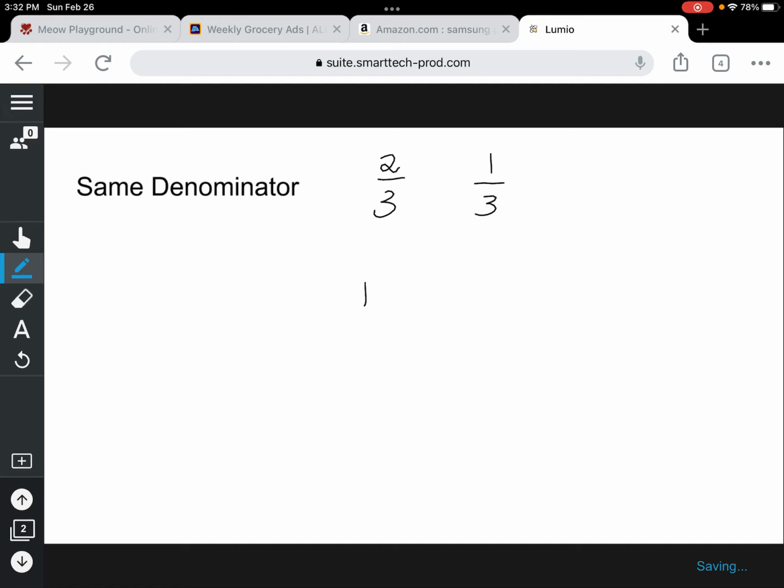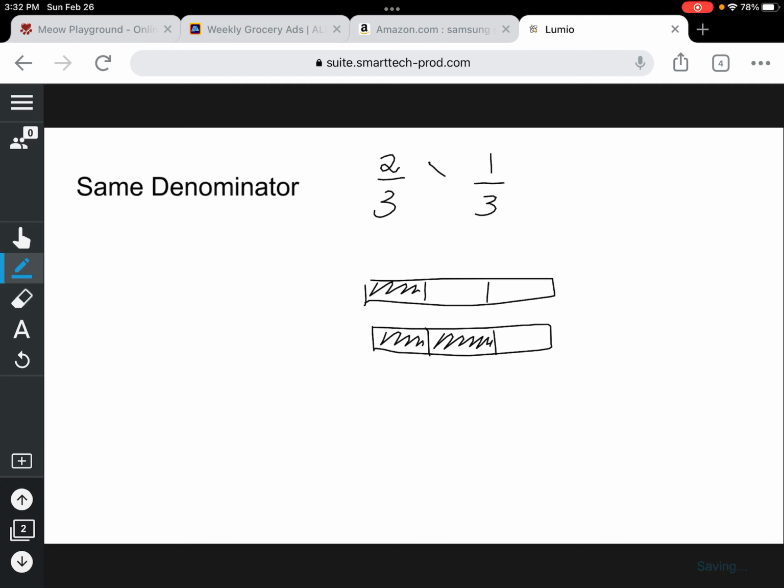Very simple. If I draw pictures, and I'm going to try to do my best, they are equal, because if they are not equal pieces, we cannot compare them. So if I have 1/3, if I have 2/3, it's obviously greater than because it has more shaded parts. So 2/3 is greater than 1/3.